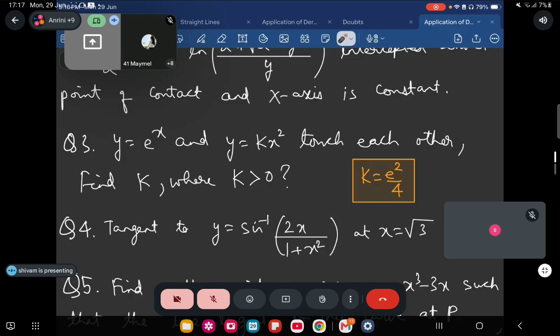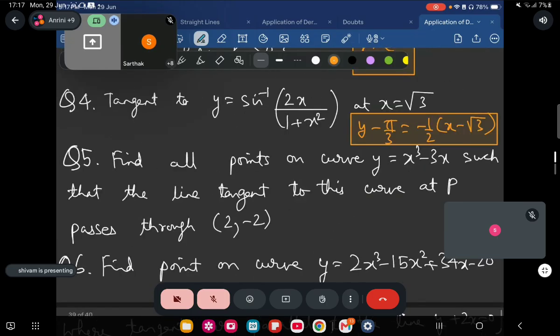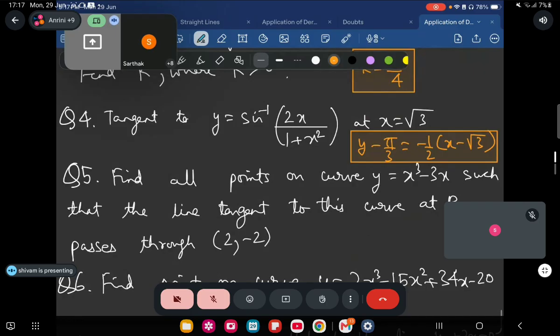Anyways, next. Next one is y minus pi by 3. So here the slope will be minus half. Should I solve? Tell me. The slope part, can you solve? Okay. So in order to find out the tangent, I need the slope.